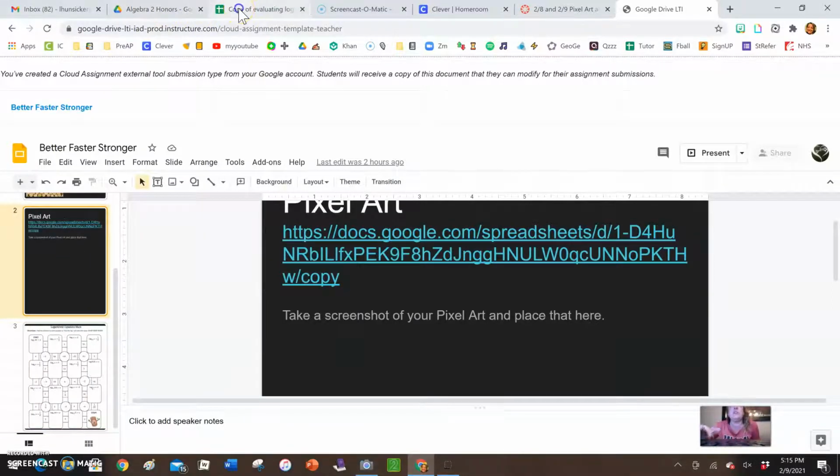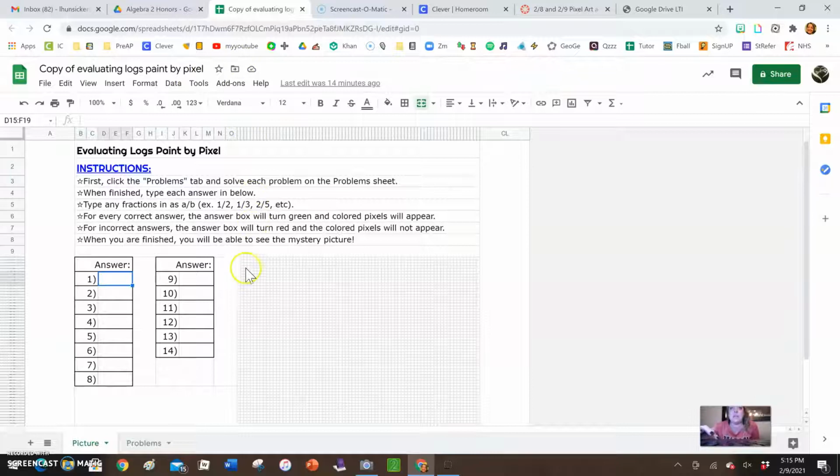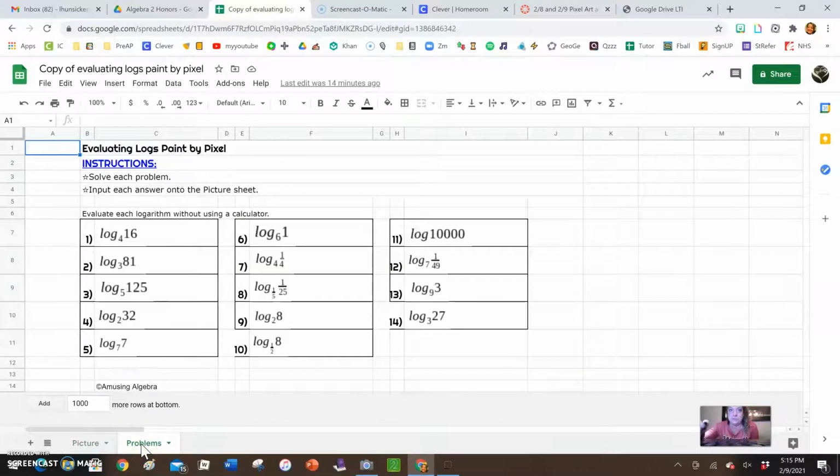So I already have it opened. I already have a copy of it made. So this is just like the clue game, okay? You're going to go down to the bottom for the problems, but I'm just going to show you how it works. You can absolutely read the directions if you want, but this is what you're going to do. So when you click on problems, these are the questions you're going to answer, okay?